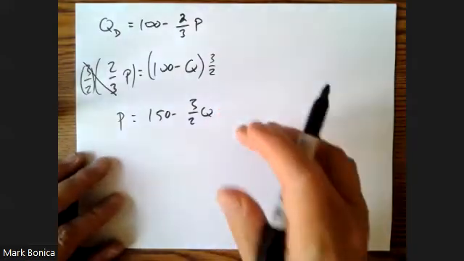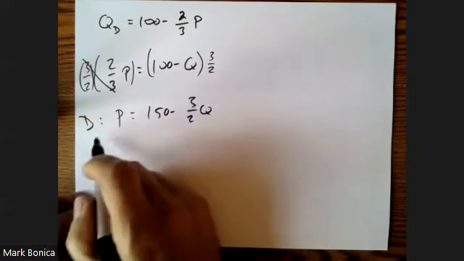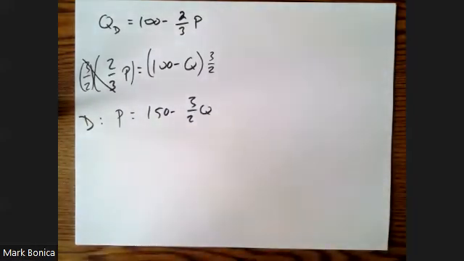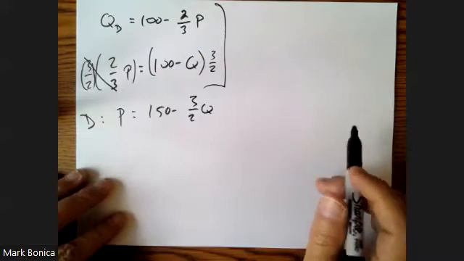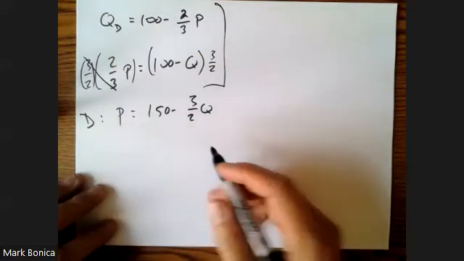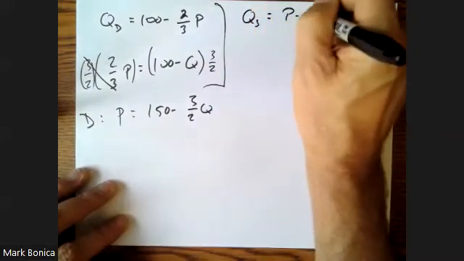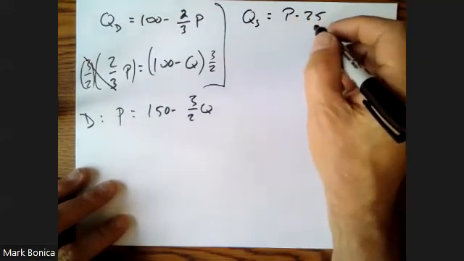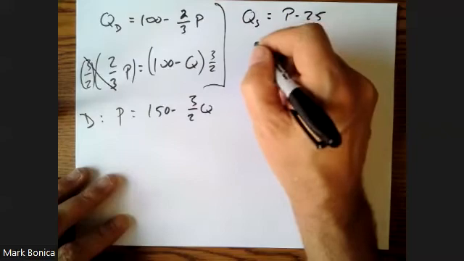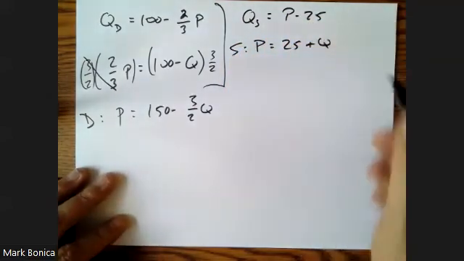On my exam, I'll do something like D, the demand curve, D colon, P equals 150 minus 3/2 Q. I won't make you do this, even though that's not particularly difficult unless you don't read the question correctly. So there's your demand curve. Then your supply curve, I gave it to them as QS equals P minus 25. To get P on the right side, we add 25 to both sides. And so for supply, P is equal to 25 plus Q.